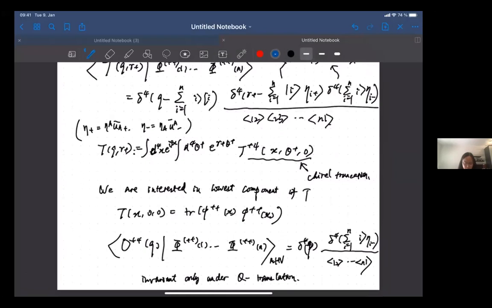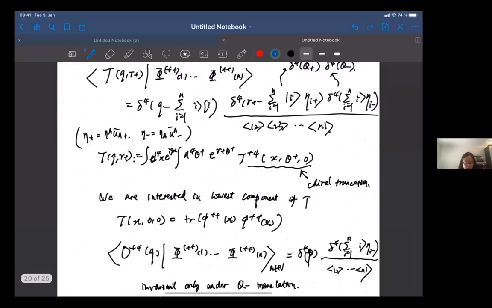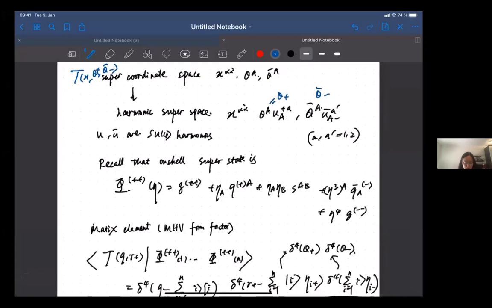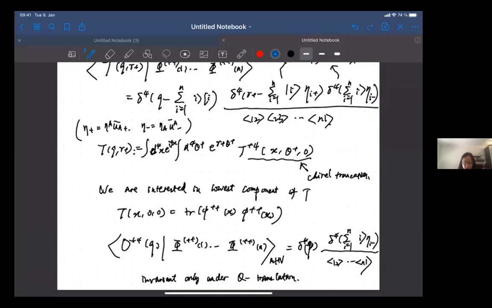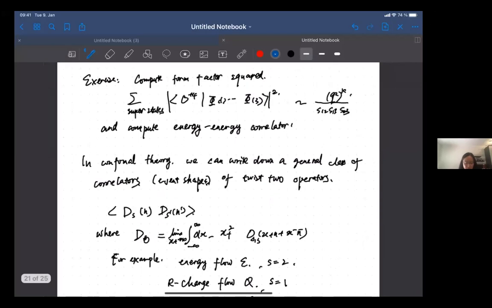In addition, we're interested only in the lowest component of the stress tensor multiplet, namely the scalar operator. So we can set both theta and theta bar to zero, which corresponds to the lowest component. Then the form factor that we actually need is this one, where you only have one momentum conservation delta function and a four-dimensional supermomentum conservation delta function, which only depends on eta minus, but not on eta plus. Eta minus corresponds to a particular projection of the eta variables. Today as an exercise, please start with this formula here.